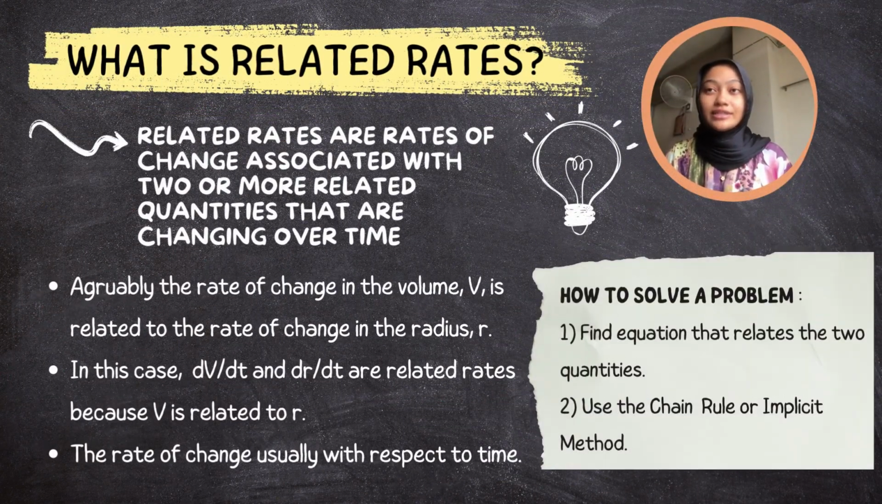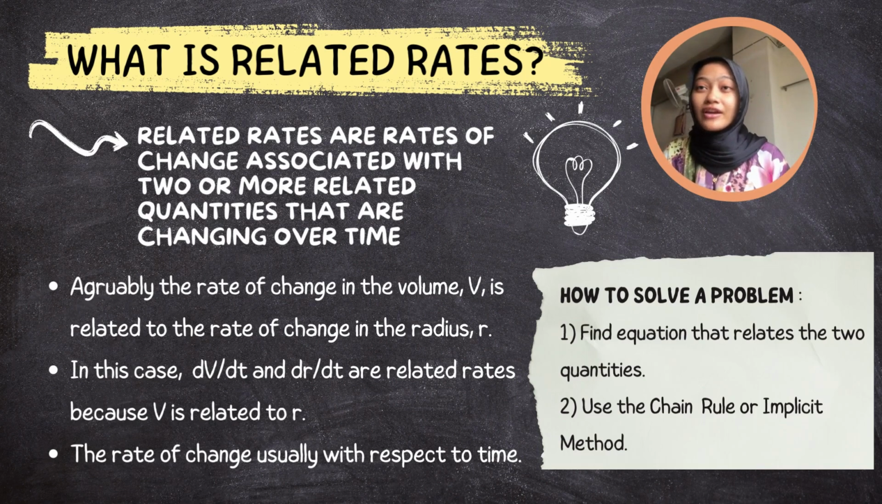Related rates. Related rates are rates of change associated with two or more related quantities that are changing over time. For example, the rate of change in the volume V is related to the rate of change in the radius r. So in this case, dV over dt and dr over dt are related rates because V is related to r. And the rate of change is usually with respect to time. That is why we use t, dt.